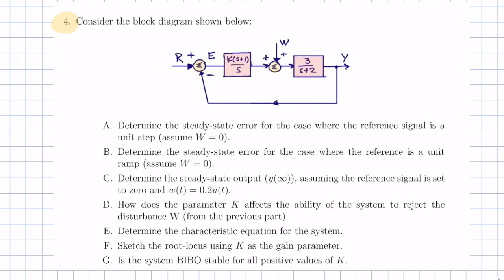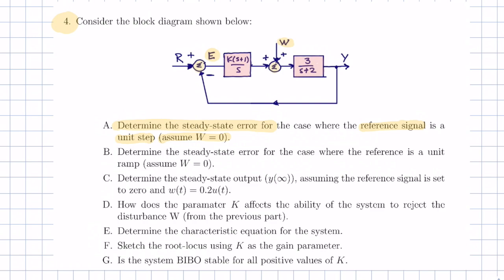The first part, we're looking at steady state error, so we're looking at E here in the block diagram, for the case where the reference signal is a unit step. Now, this block diagram has it set up where there could be an external disturbance, but for this part we're assuming the disturbance is set to 0. Alright, so we've done this before, and so the question you should start asking yourself, if the reference signal is a unit step, what is the type of the system?